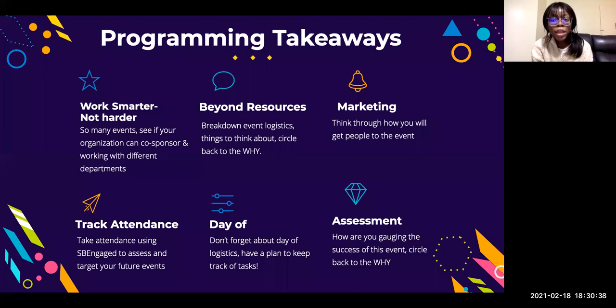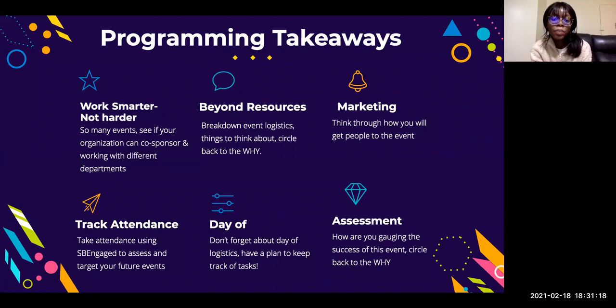Track attendance: take attendance using SB Engage to assess and target your future events. Tracking attendance is really important because you can see which students come to your event and maybe invite them back for another similar event. It's important to see what kind of student comes to your event. I don't want to say this for sure, but I remember when we tracked attendance, we could see which student majors were coming to more events. It's not that we were targeting any major specifically, it was just cool to see. It's about assessing who's really coming to your events and seeing what you're putting on.